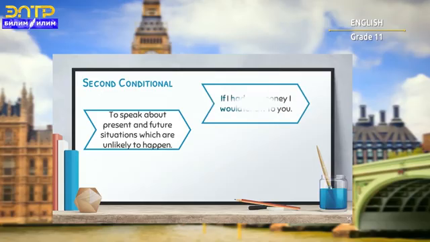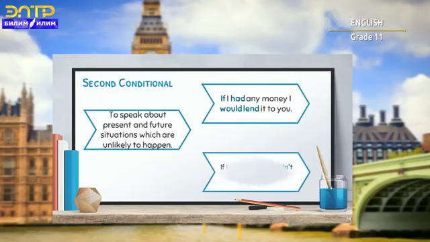If I had any money, I would lend it to you. If I were you, I wouldn't do this. Remember, were is often used instead of was in the first and third person singular. When if is followed by the verb be, it is grammatically correct to say if I were, if he were, if she were, and if it were.